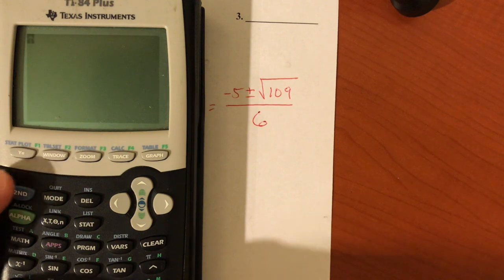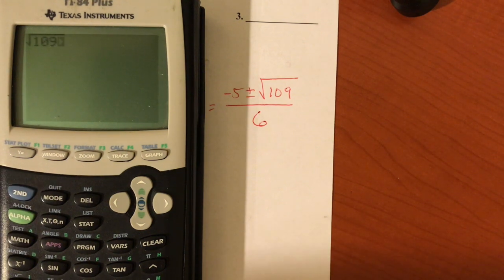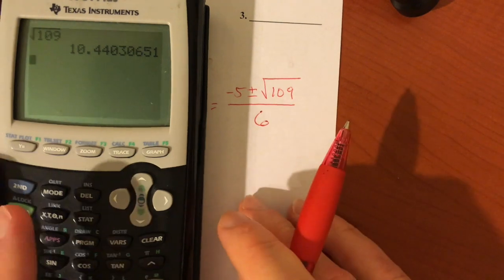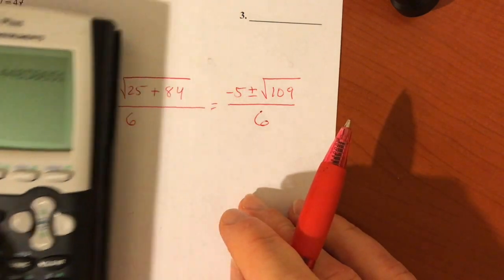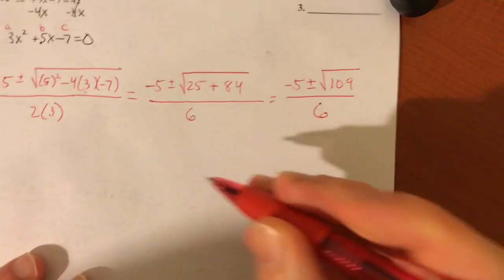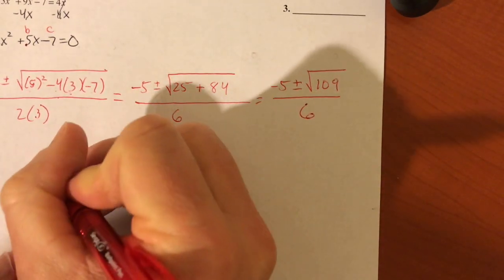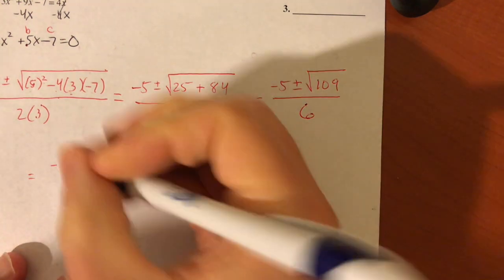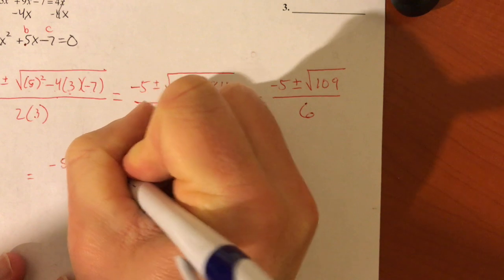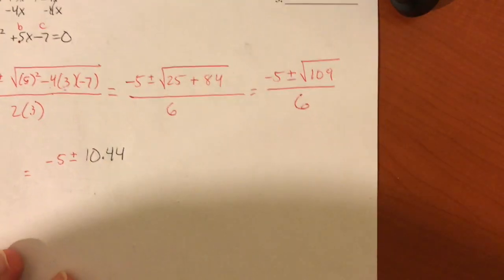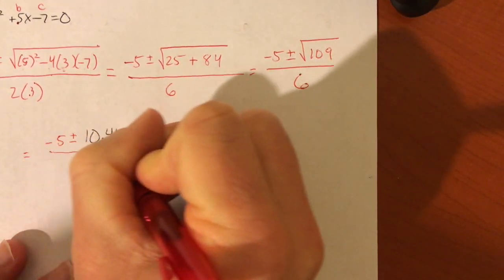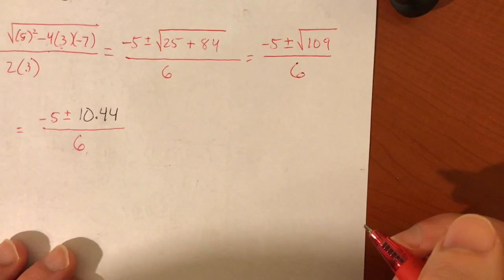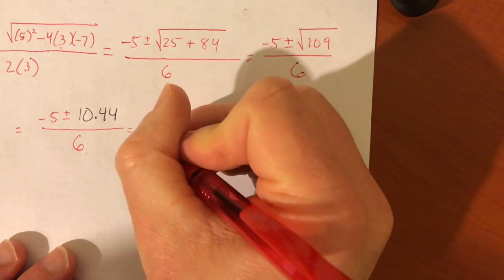So square root of 109, let's get a decimal approximation for that. We get about 10.44. Seems about right. It's a little bit bigger than 100, so our answer should be a little bit bigger than 10. Negative 5 plus or minus about, like we said, taking out that square root of 109 and replacing it with its decimal value, which is approximately 10.44. And we're dividing that all by 6. So here we go again, like we did in the first example.